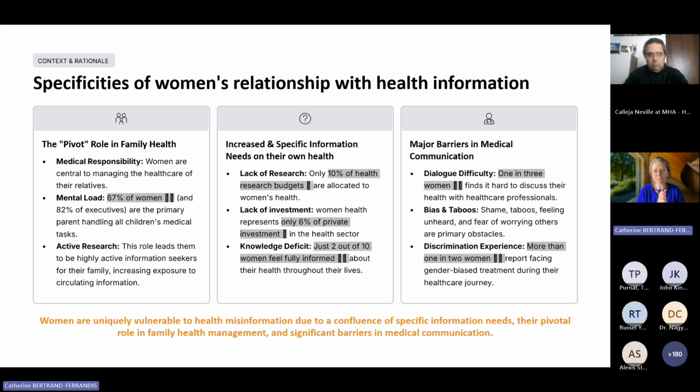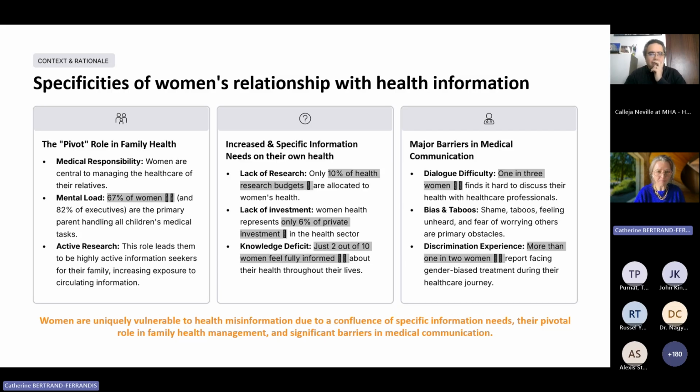We also observe some major barriers in medical communication. In France too, 1 in 3 women has difficulties discussing their health with health professionals. So only 2 of 3 women feel comfortable discussing their health. It's still 1 in 3 who have difficulties. Bias and taboos are still very present even here. And we also saw a crazy number: 1 in 2 women report that they have experienced gender-biased treatment during their healthcare journey here in France.